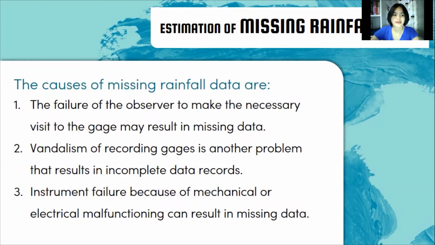What are the causes of missing rainfall data? First, maybe it is the failure of the observer to make the necessary visit to the gauge. Also, vandalism of recording gauges and instrument failure because of mechanical or electrical malfunctioning can also result in missing data.